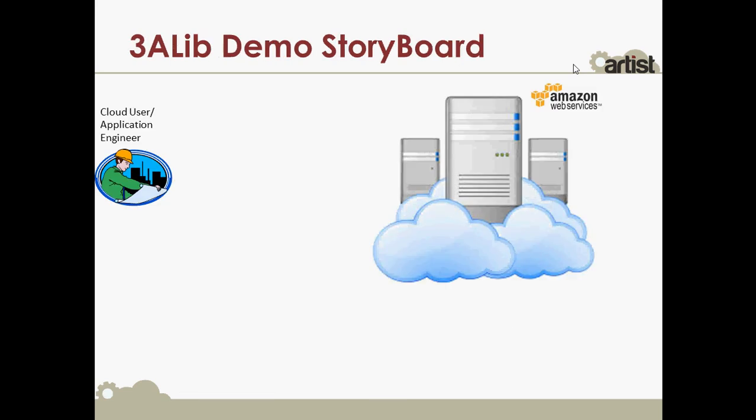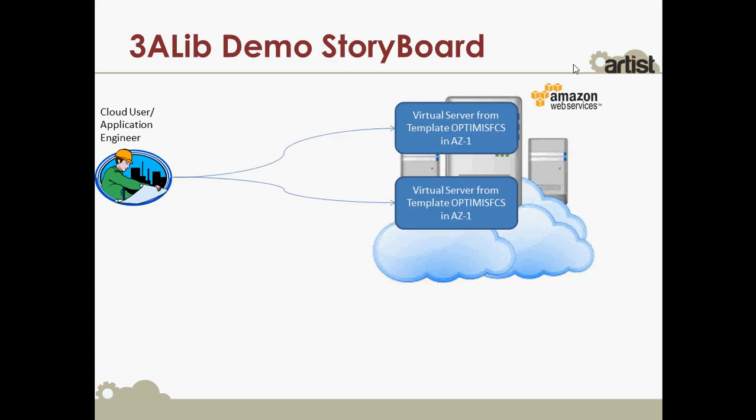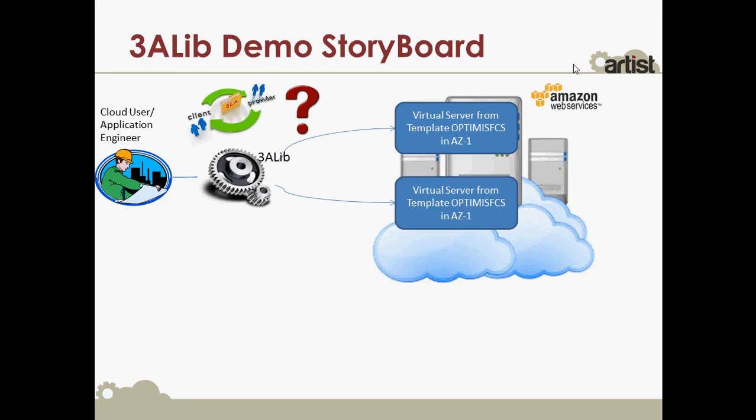So initially we will have a cloud user. We will describe a bit the scenario and then we'll demonstrate how you can use 3alib. The cloud user initially has two virtual servers on Amazon Web Services, and they can inquire 3alib as to whether a specific SLA applies to this case. We will see that in this case it does not, because they are in the same availability zone.